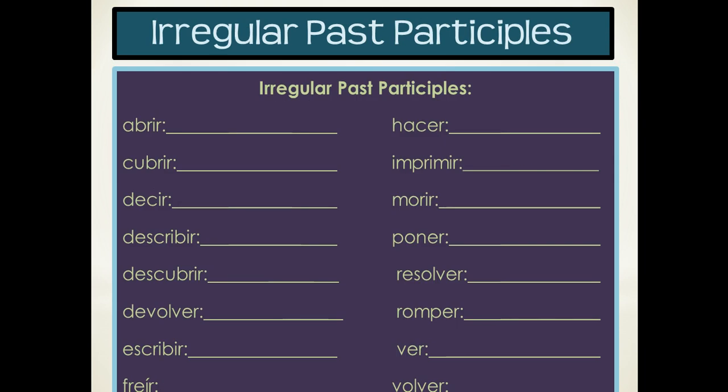Then we have the irregulars, of course. These are the same as the irregulars we looked at in Spanish 2, but you should write these down anyway in your notes so that you can reference them in case you ever forget.